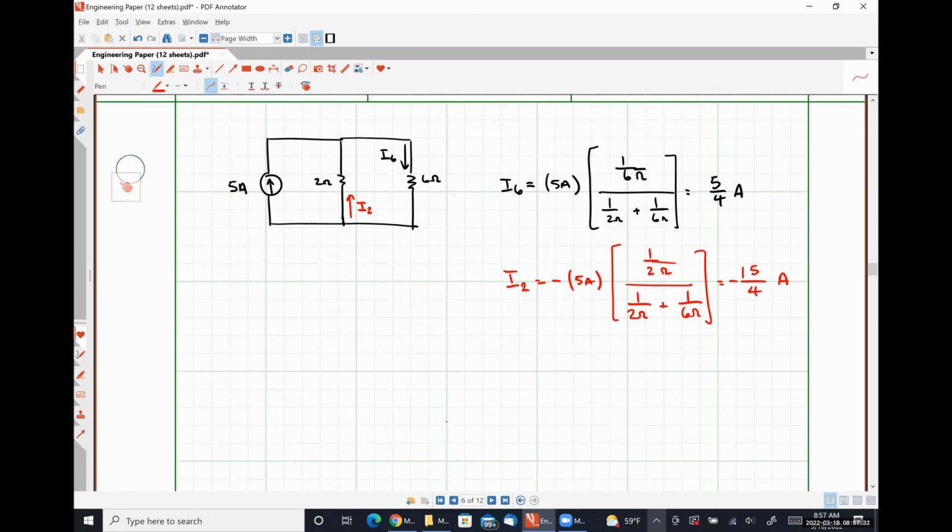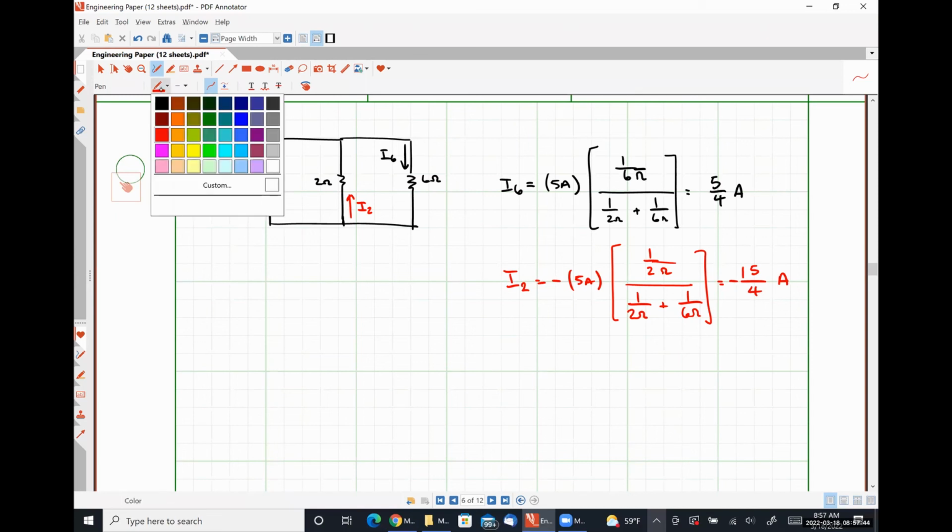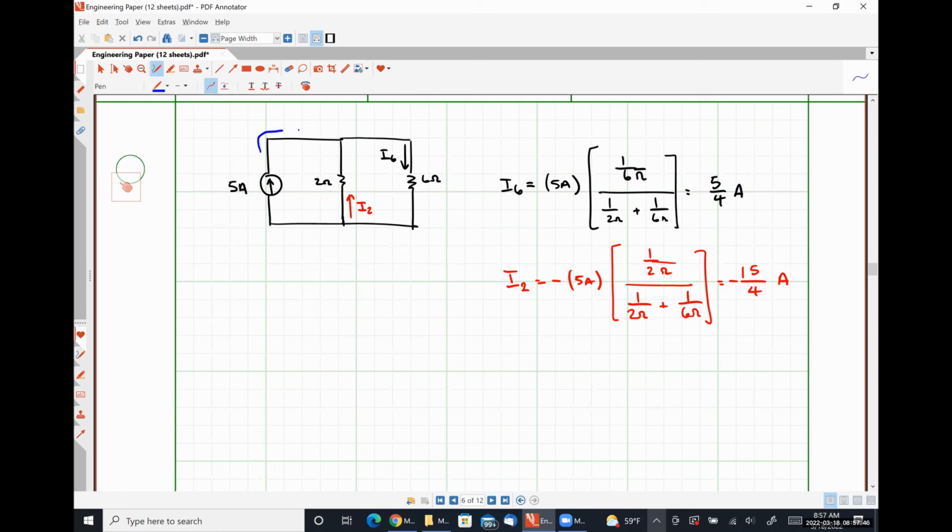Okay. Now, because there's no polarity that we are using here, in my opinion, this one is a little bit harder to figure out why there's a negative sign. So let's think about it intuitively. We have 5 amps of current flowing into this node. So the expectation there is that the current is going to split up and some is going to flow down through the 2 ohm resistor and some is going to flow to the right through the 6 ohm resistor. Well, the current I2, as I've defined it, is in the opposite direction as we expect it to be flowing, which is why we include the negative sign.